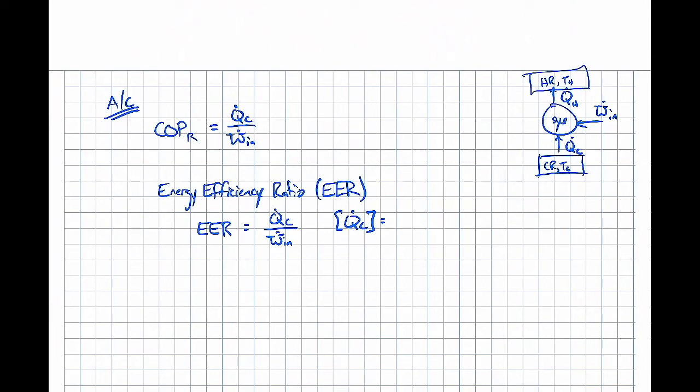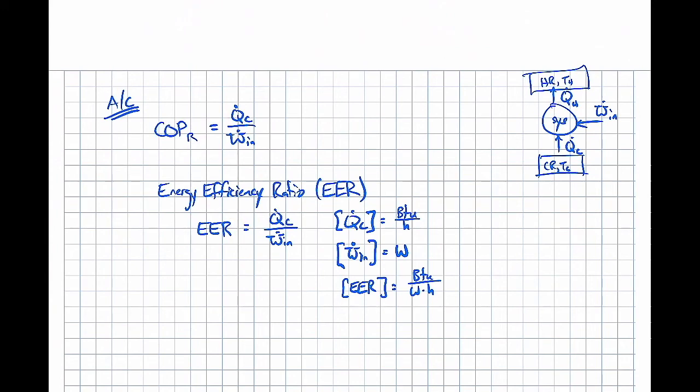But for an EER, they use a weird set of units. So the rate of heat transfer is given in BTUs per hour. This is in the United States, so they have that weird English unit. And then for the power, that's in watts. So it's a combination of English and metric units that are used. So the units of EER are given in terms of BTU per watt hours. Okay, so it's a weird mix of units. You can see that the definition is the same as the COP. Obviously, the larger the COP or the larger the EER, the better off you are in terms of thermal efficiency.